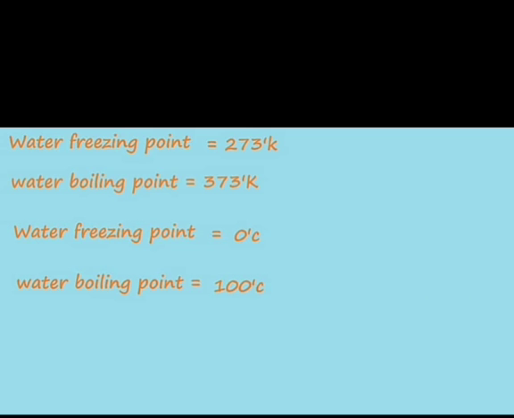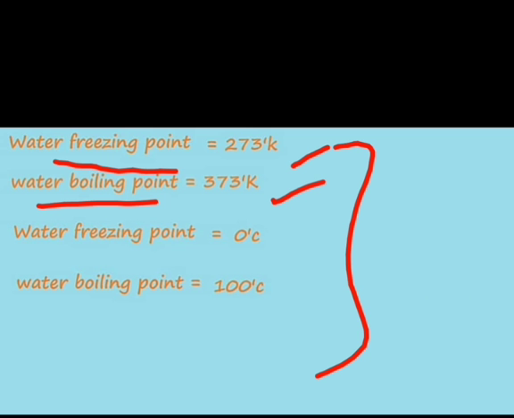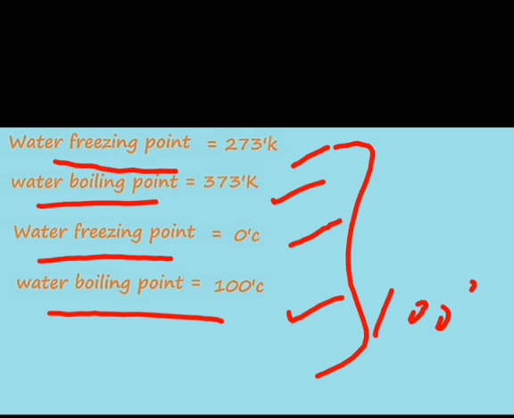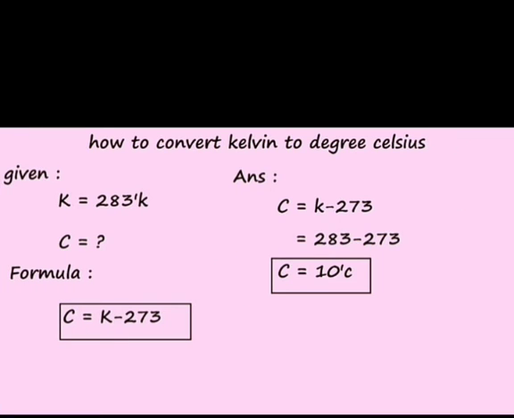So you have remembered all these temperatures. The water freezing point is 273 Kelvin. Water boiling point is 373 Kelvin. Water freezing point in Celsius is 0 degree Celsius, and water boiling point in Celsius is 100 degree Celsius. We always write the degree symbol over C. We can't just say 0, we always say degree. Now let us learn how to convert Kelvin to degree Celsius.